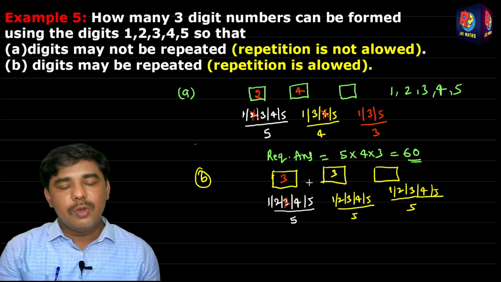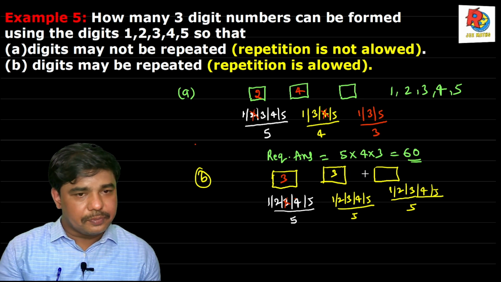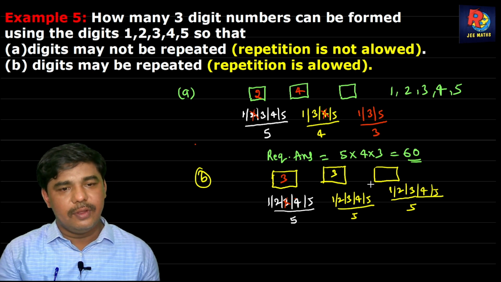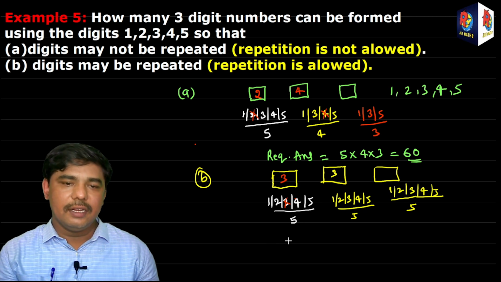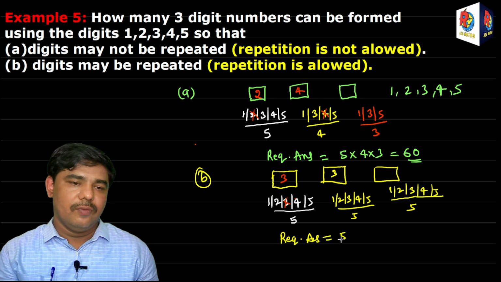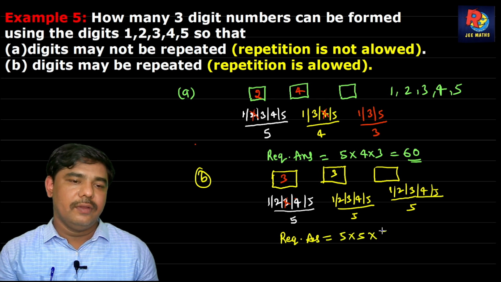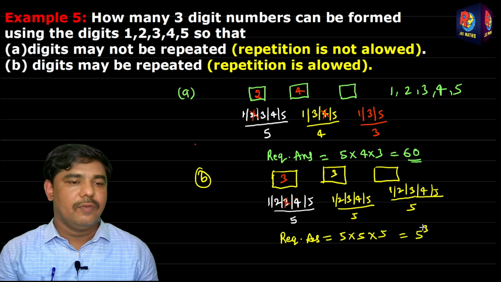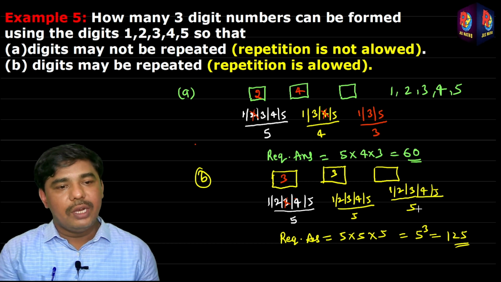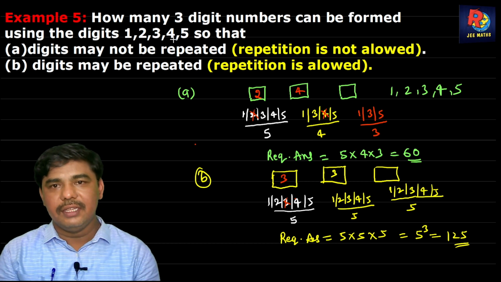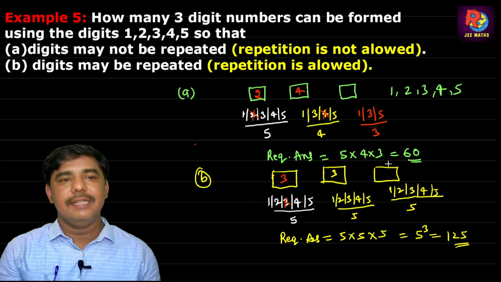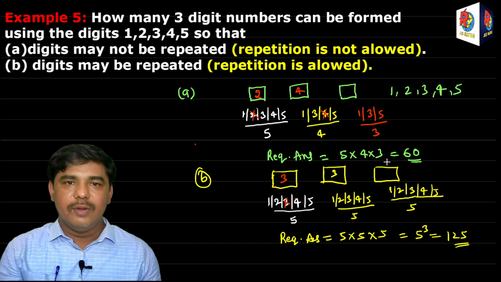So here also, if you want to fill up the 3-digit number when repetition is allowed, how many possibilities are there? Here you can observe this. The required answer is 5 into 5 into 5, so that is 5 cube, nothing but 125 ways. When repetition is allowed, 125 ways we can form the 3-digit number. And when repetition is not allowed, then 60 ways we can find out the 3-digit number.